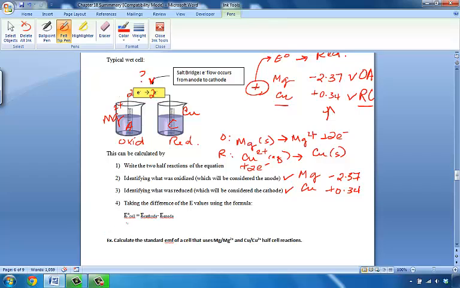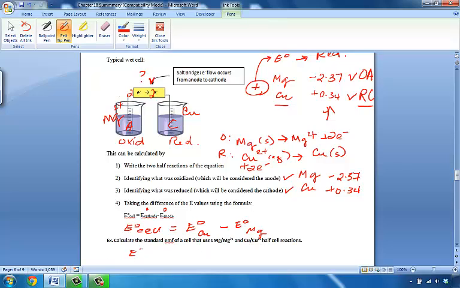So let me illustrate. We're asked to calculate the standard EMF of a cell that uses magnesium and copper half cell reactions, which is what we have. How are we going to do that? We're going to use this equation right here. The E naught of the cell is equal to the E naught of the cathode minus the E naught of the anode, right? So E naught of the cell equals the E naught. What is our cathode? That is our copper, minus the E naught of our anode, which is our magnesium.